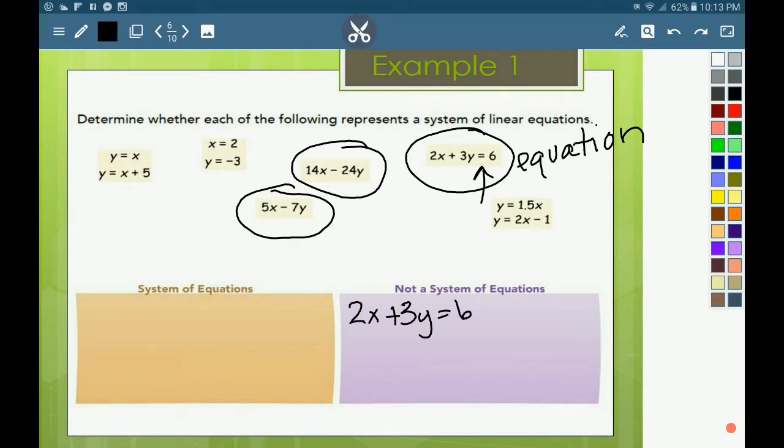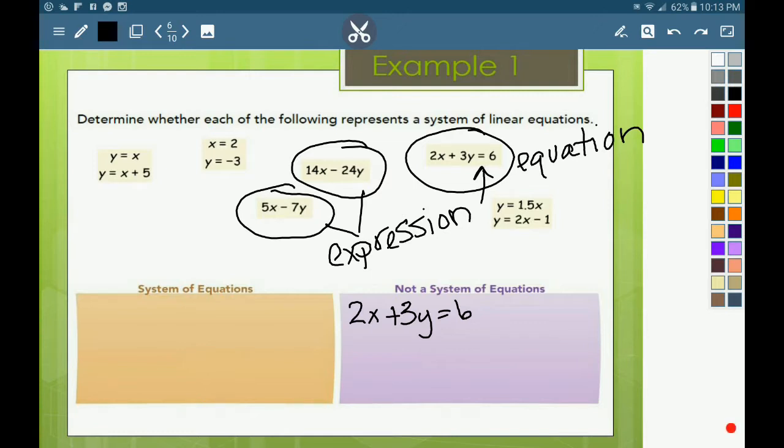This one here, or both of these guys, are called expressions. That's why sometimes on your worksheets, it'll say simplify the expression instead of solve the equation.